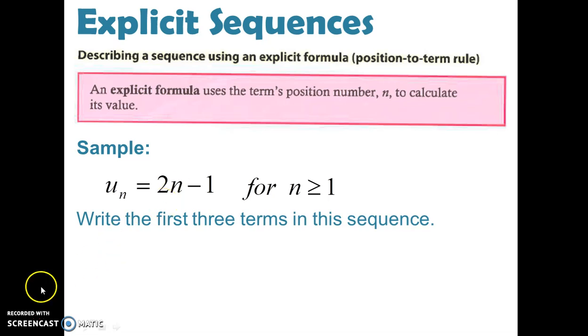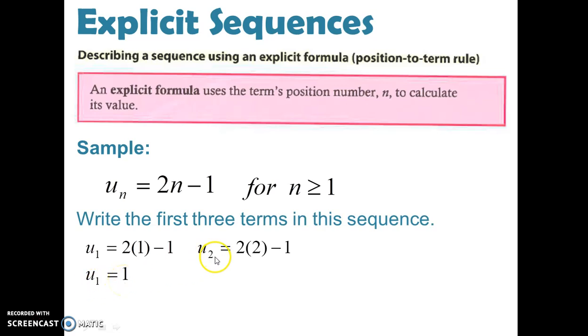First question. Write the first 3 terms in this sequence. So we want to know what terms number 1, 2, and 3 are. If we want term 1, we say position 1, and that means we make n into 1. So if we replace n with a 1 here, then that n is replaced with a 1 also. Here we're saying term number 1, or at position 1, you put 1 in here, and you're going to get the value of the term. So 2 times 1 minus 1 is 1. So the first term in this sequence is 1.